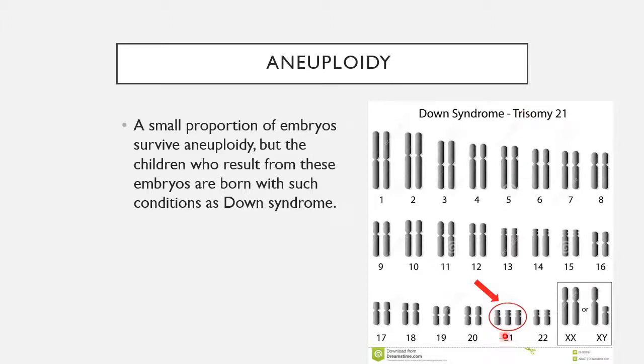Tri as in 3, and 21 because that's on chromosome 21. So trisomy 21 means you have an extra copy of chromosome 21, and that leads to Down syndrome.